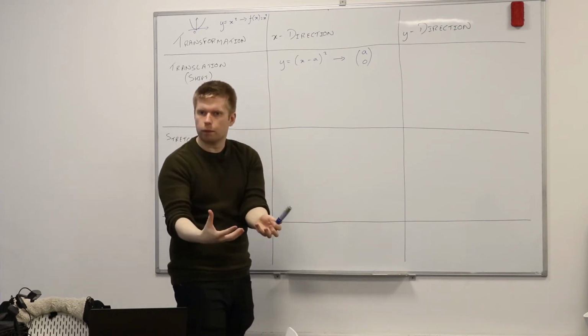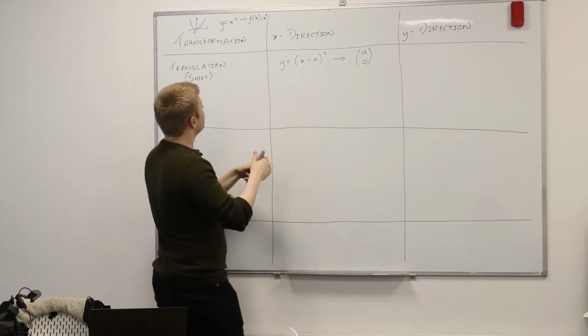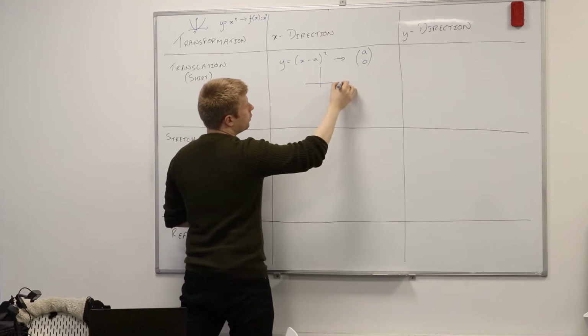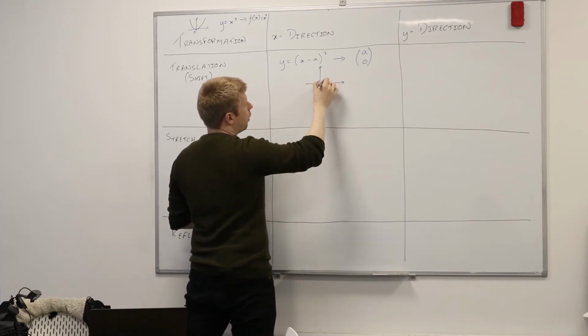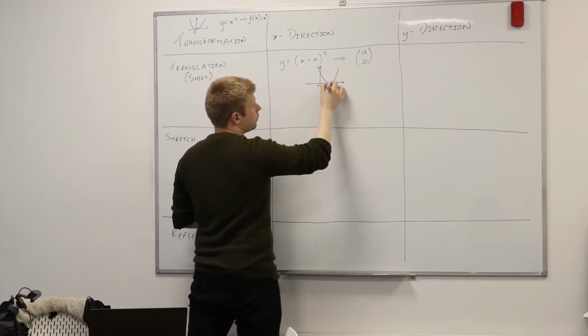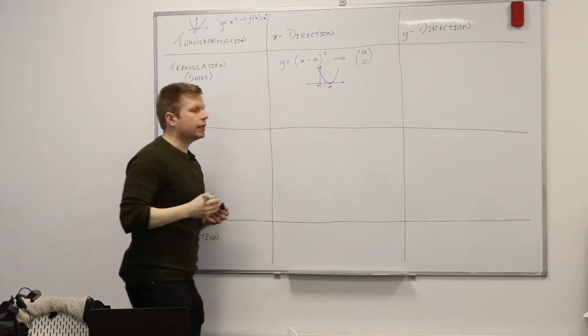Now, if I wanted to quickly sketch this graph, I would have something that looks like this. So that point there would basically be a.